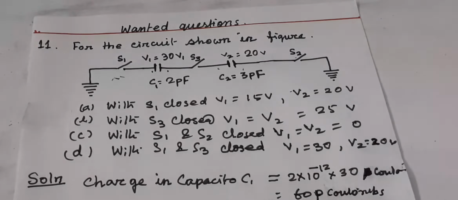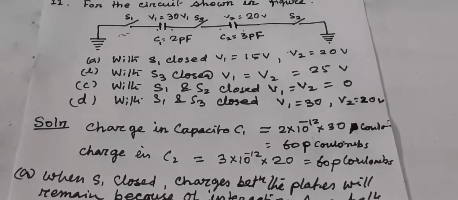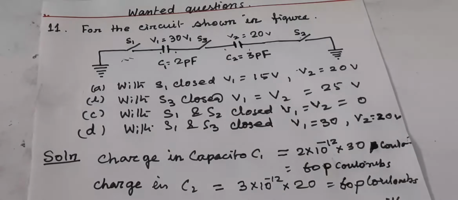Because of mutual forces, it won't change their charges. So the question of potential drop cannot change. Here, given V1 equal to V2 equal to 0, that is impossible.